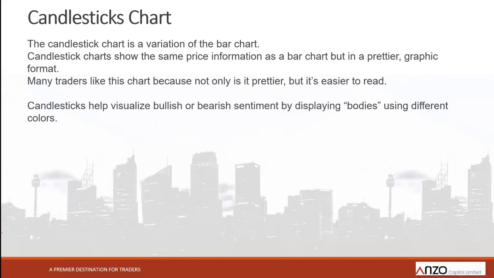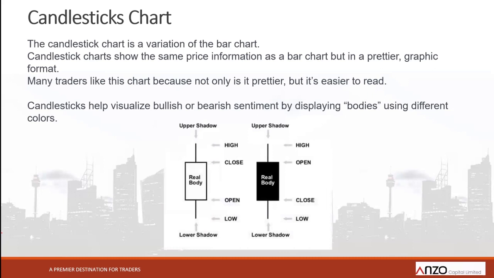So candlestick charts help us to visualize bullish or bearish sentiment in the market by coloring the bodies of the candles. Now, the actual color of the candles can be customized to whatever you like. You can make the bullish candle green and the bearish candle red, or the bullish candle white and the bearish candle black.